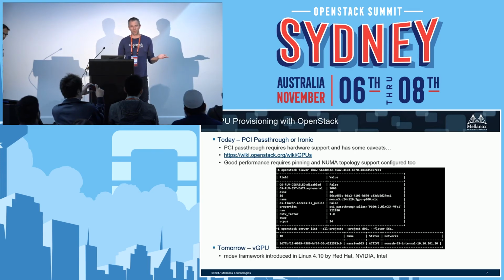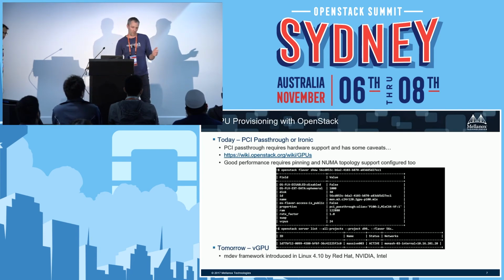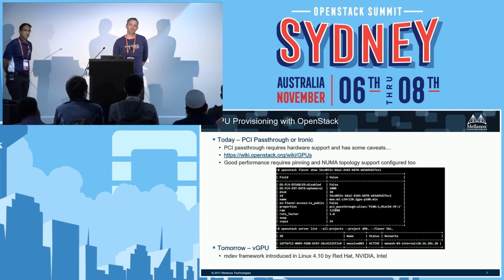Of course, you can do Ironic or PCI pass-through as well. If you're already doing a bare metal cloud and a node has a GPU in it, then you get the GPU. But PCI pass-through also works quite nicely. So that's just using Nova.